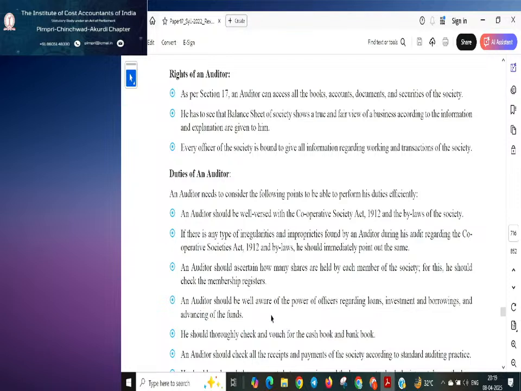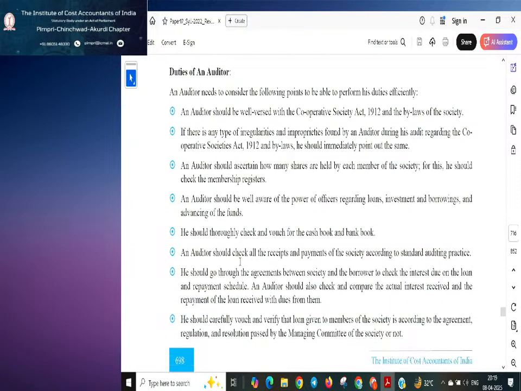An auditor should be well aware of the powers of officers regarding loan, investment, borrowings, advancing of the funds, what is the basis, how the recovery process happens, what steps have been taken to recover. All these things should be taken into consideration. He should thoroughly check and vouch for the cash book and the bank book. He should check all the receipts and payments of the society according to the standard auditing practice.